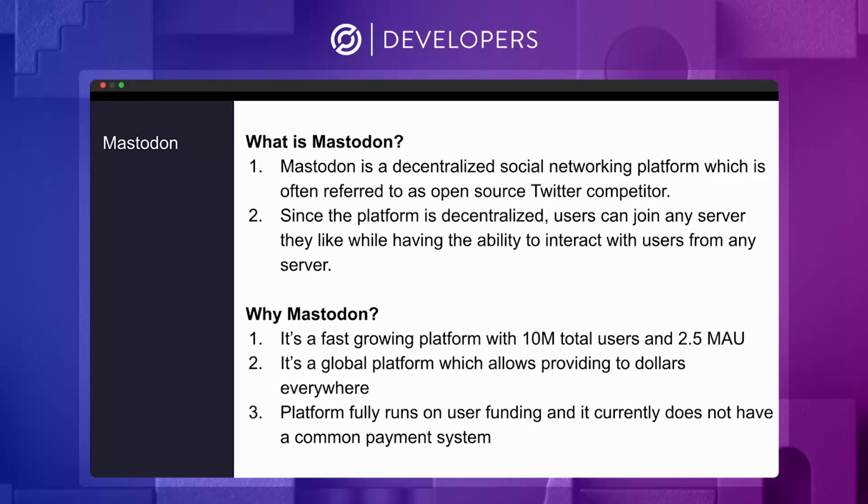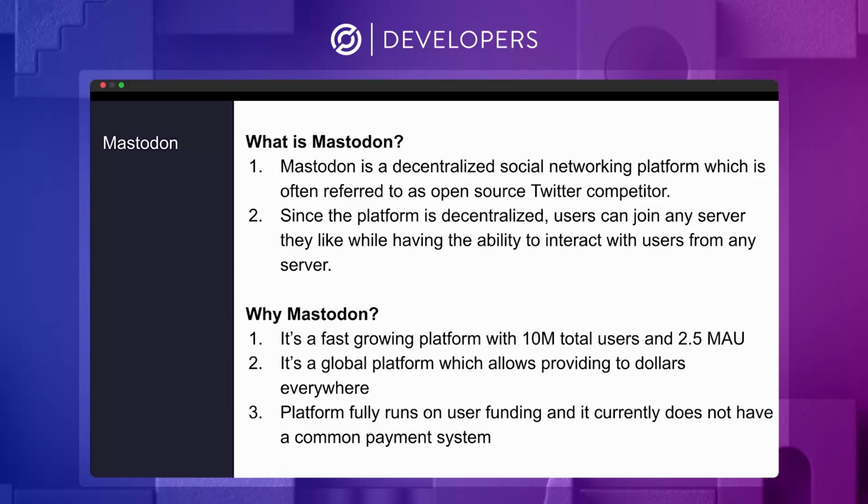Why did I choose Mastodon? It's a very fast growing platform and it's very global. It has active community in Japan, US, and Germany. This aligns with the goal of providing dollars everywhere in the world. So this was a good experiment. It currently also does not have a payment system. Even though it's run fully on user funding and community, it does not have a good payment system. So this was a good opportunity.